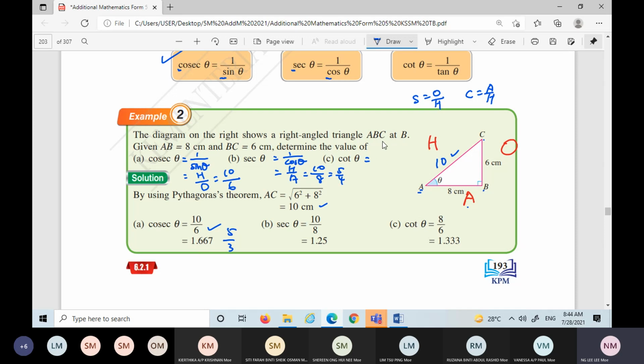Last one, cotangent is 1 over tangent. Tangent is O over A, so the reciprocal is A over O. A is 8, O is 6. Simplify, 4 over 3. Same thing, I would prefer you to write it as a fraction rather than a decimal.